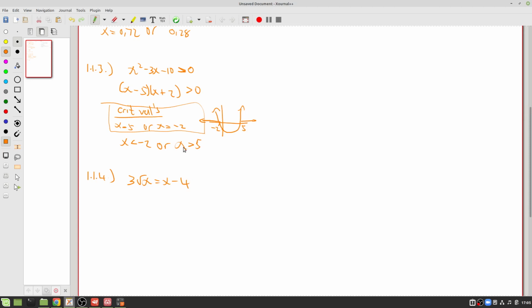Well, what's the problem here? Well, the problem is we've got a root, and we don't like those root signs. So what we're going to do is square both sides to get rid of this, right? So we'll square the left-hand side and we'll square the right-hand side.